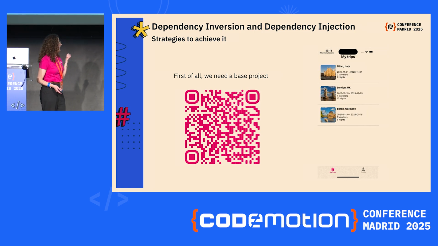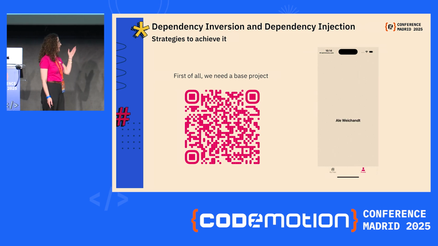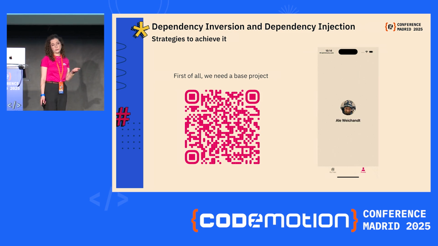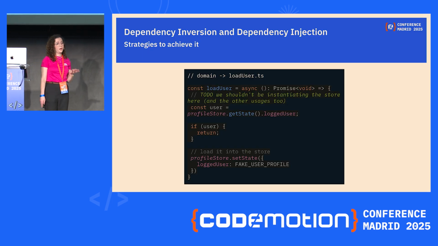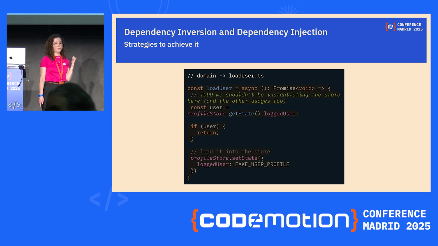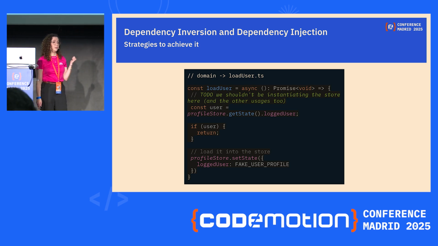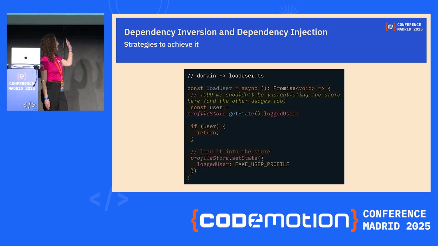So here in this app that we prepared, we have basically two functionalities or two screens. One to list the user's trips and one to list the user's profile, right? First, to start, let's say that we didn't do any kind of dependency inversion at all. And let's take a look at our main branch, which has this function to load the user, right? Since I mentioned we're using Zustand, this function is basically going to retrieve the information and set it in the user store, right? Oh no, what do we have here?